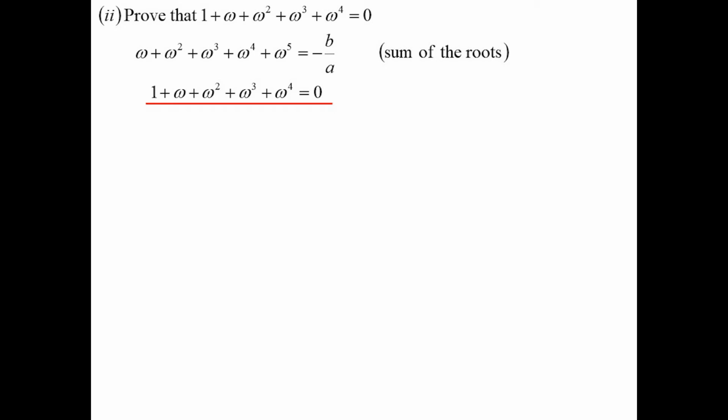And the other thing I've done is I've said, well, I know that omega to the power of 5 is equal to 1. So I just put that in and I've got 1 plus omega squared and so on. There's my result. That's one way you can do it.